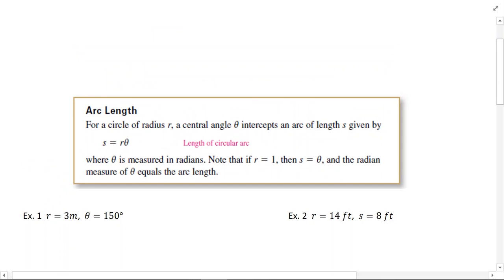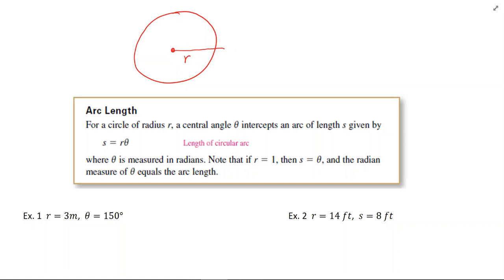So we're going to talk about some applications involving angles, and we're going to start that discussion talking about arc length. So we have a definition of arc length down here, but let me illustrate for you what we're really discussing when we think of arc length. We have a circle here, and I'm going to give my circle some radius r.